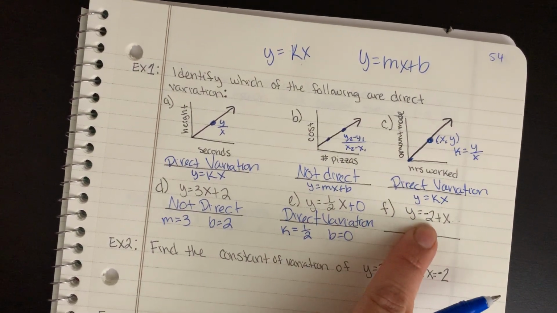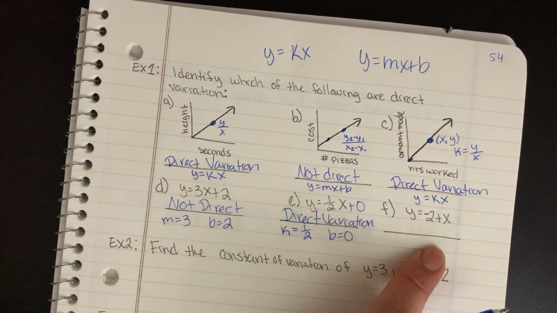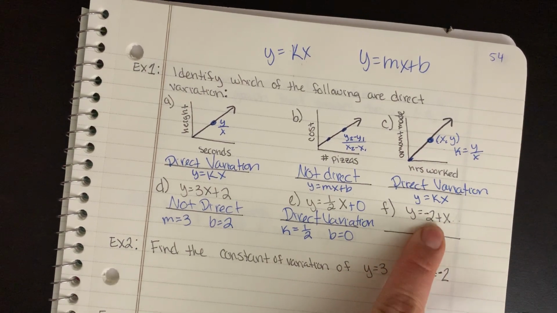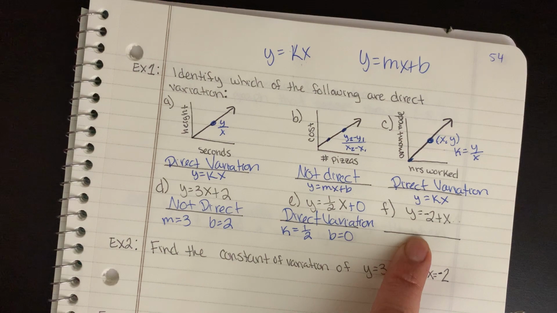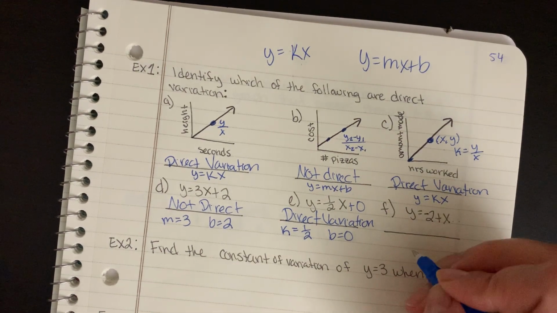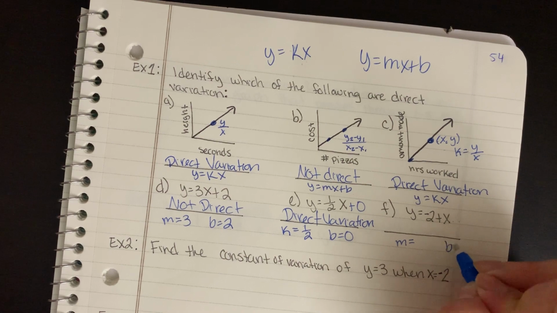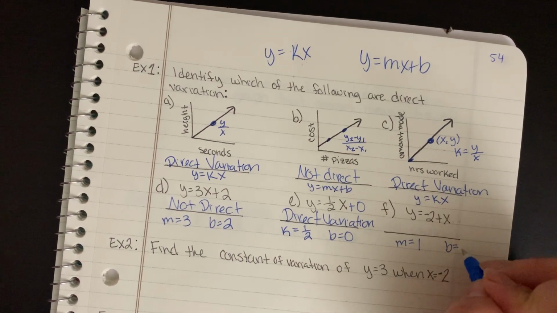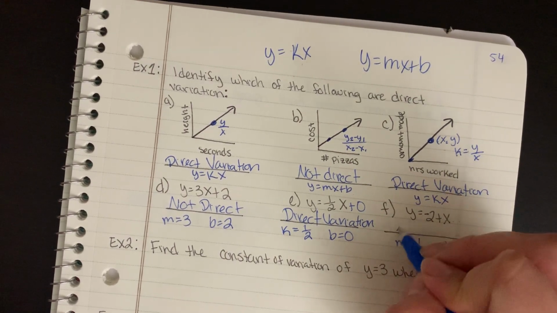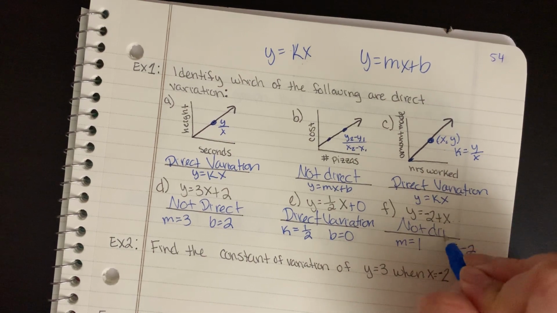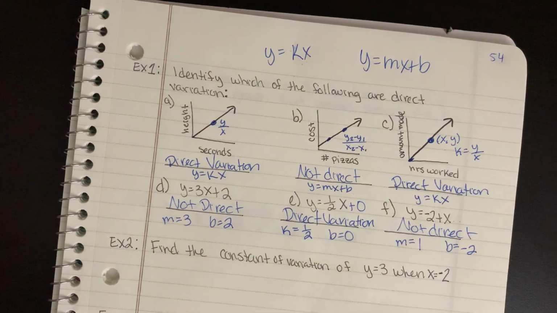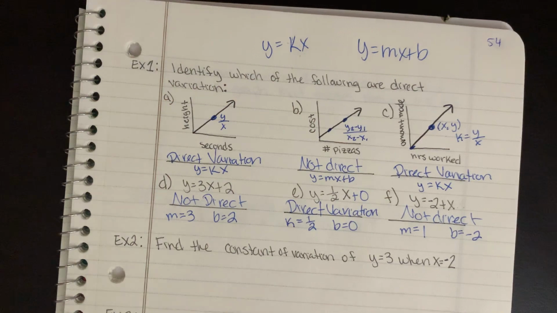F, -2 plus x. Now, notice that we switched the order on you, right? But it does not change the fact that this mimics y equals mx plus b. So our slope would be 1 and our y-intercept would be -2. So this is not direct variation. This is just the normal y equals mx plus b.